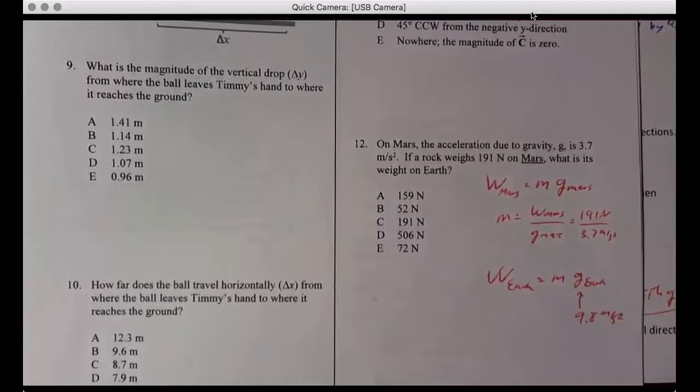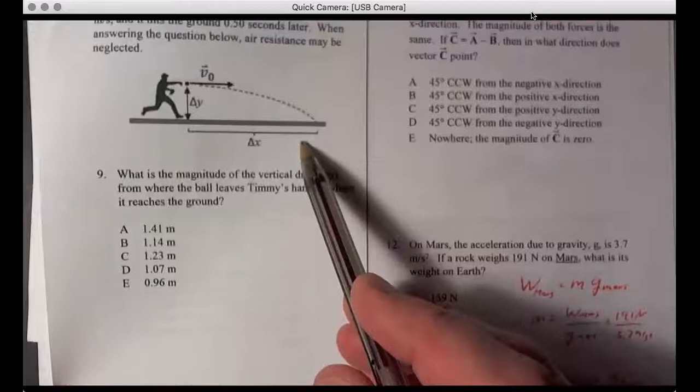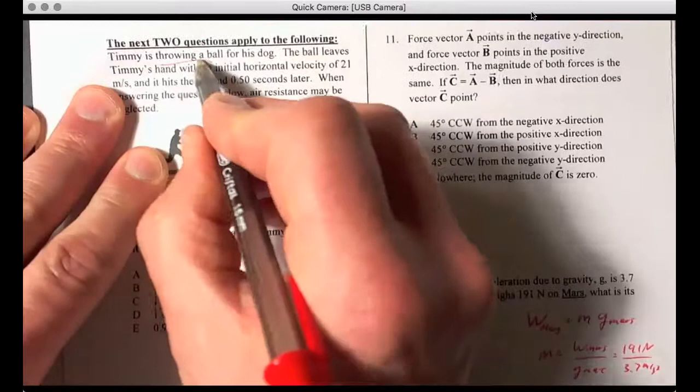Okay, other problems here. This one here, you've got an initial and a final. Throwing a ball for his dog. That sounds like projectile motion.